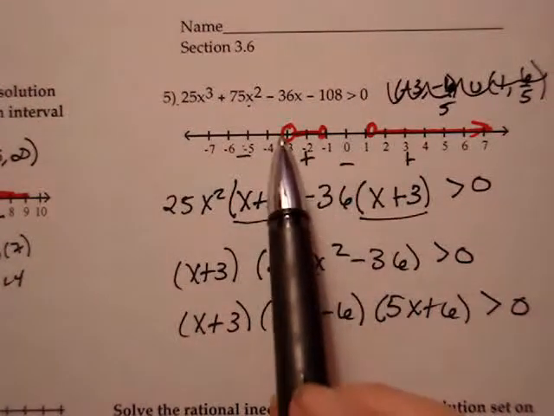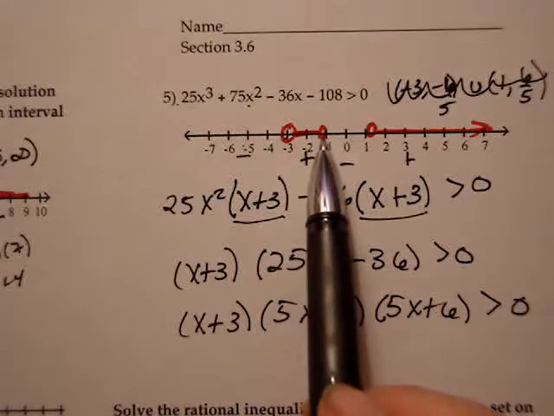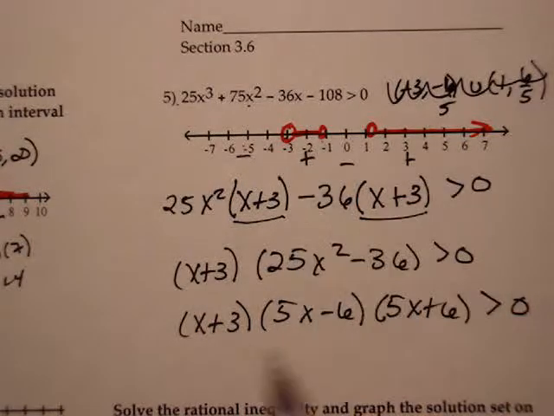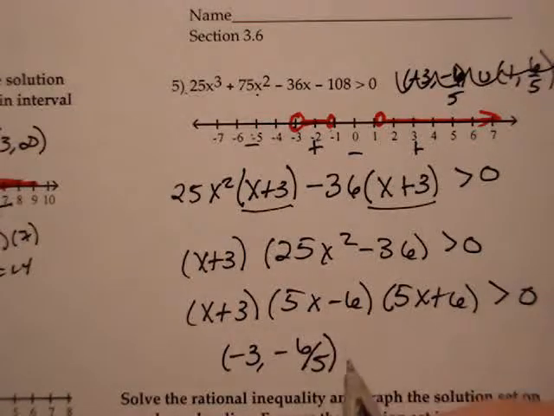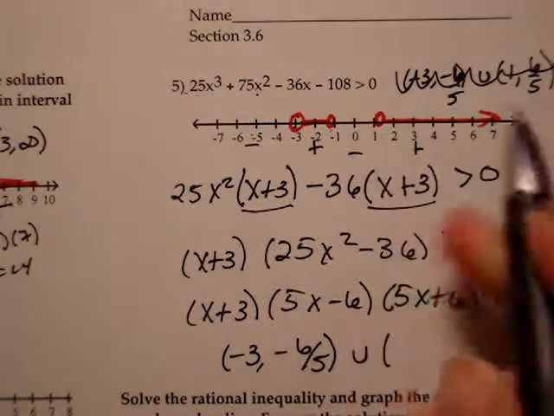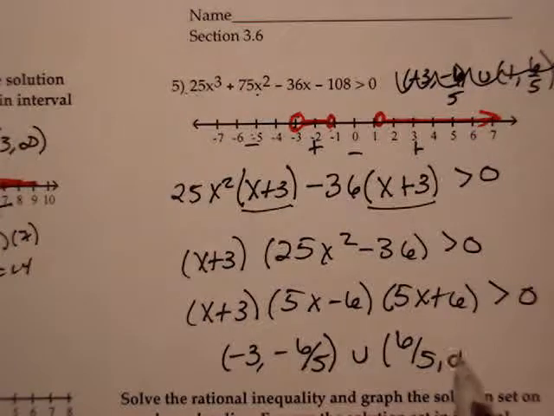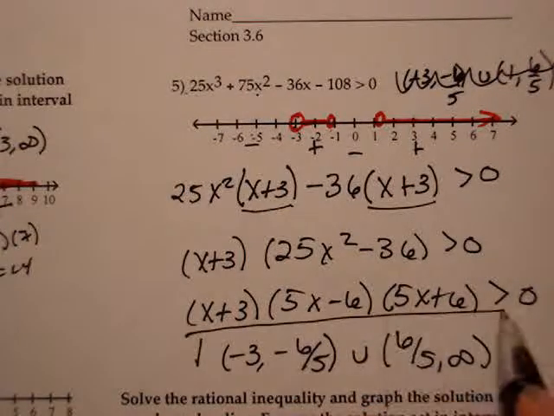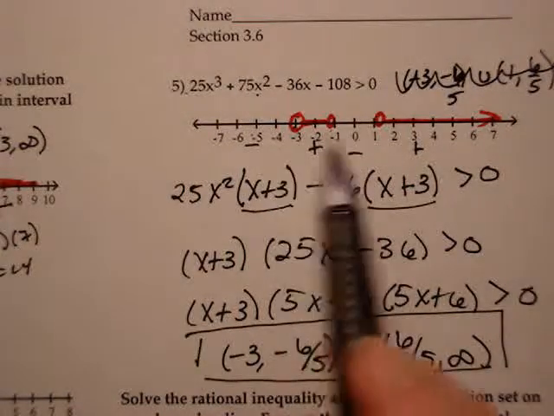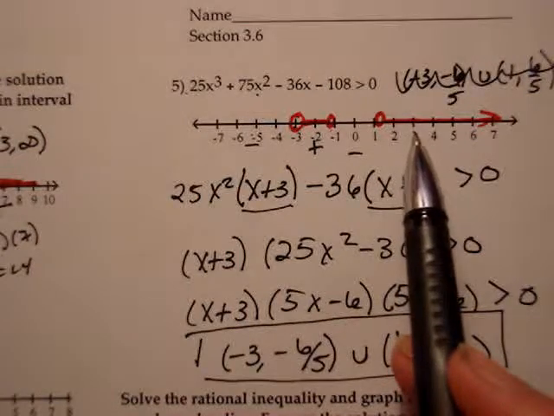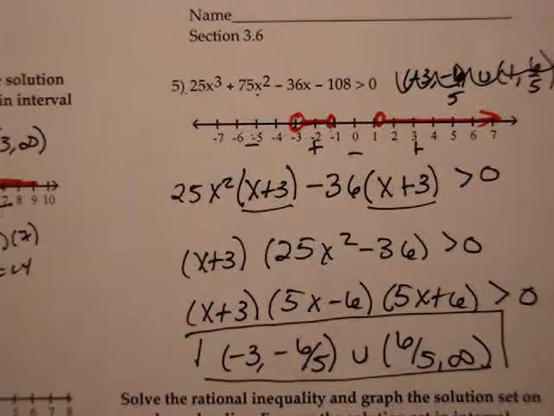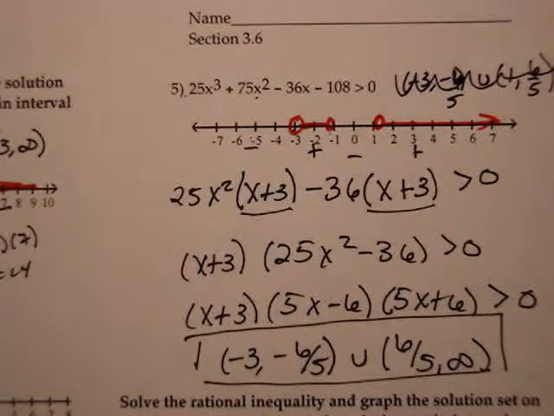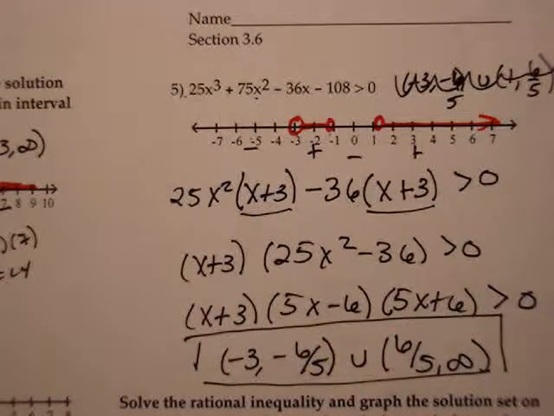Okay, so from negative 3 to, what is that point? That's negative 6/5. Negative 3 to negative 6/5, unioned, then I start up again at positive 6/5 to infinity. That would be a lot clearer if you had made your own number line and just put negative 6/5 and positive 6/5 in there. Okay. Alright, I'm going to make a second video to do the rational inequalities because they're more complicated.